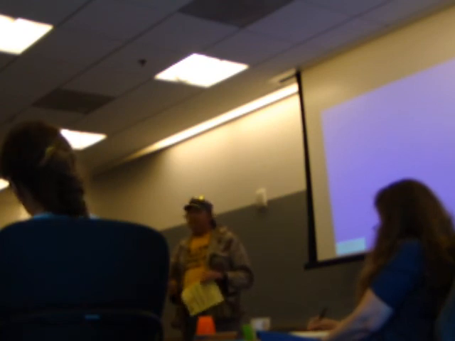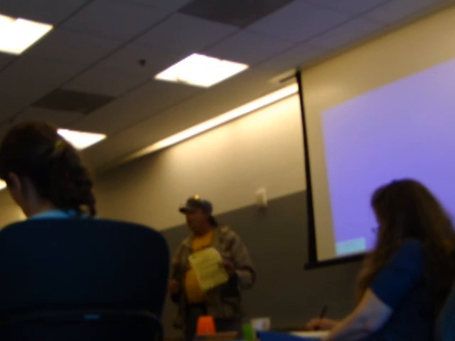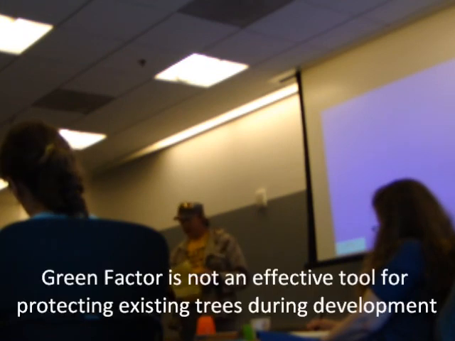So I think the Urban Forest Management Plan is flawed. In 31138 it says that the City Council refuses to adopt it, in part because it has the green factor in it. The green factor is not an effective tool for protecting existing trees during development.